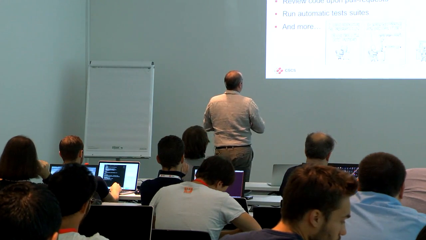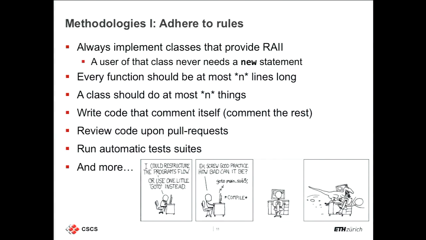Another methodology could be to review the code upon pull requests. So I hope everyone here is using a version control system. I hope that this version control system is Git. And then in Git, when you post the code to someone, you can say, this is my code. Could someone in the team review it? And you get feedback to improve the quality of your code. Very, very important. And then run automatic test suites, for instance, every day. And there are more and more rules.